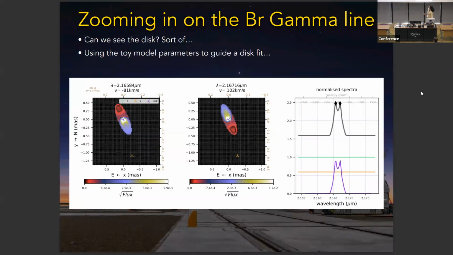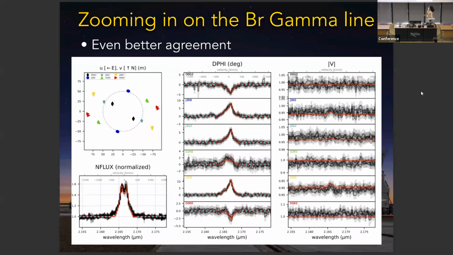Here you can see the disk in two different velocity channels, and we can see that we have a disk elongated in the direction of the orbit of the system. This provided a much, much better fit to the data, with this double peak profile now very nicely recreated, and also the shapes of the differential phases and even some very subtle features in the visibilities as well.